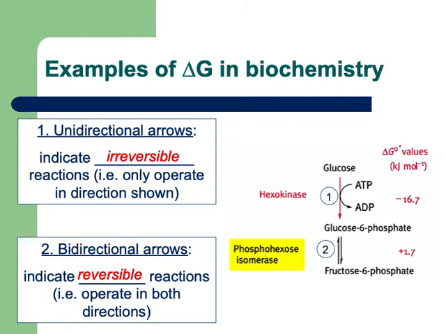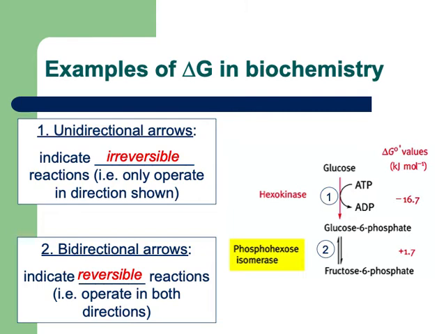And in this case, it's called an irreversible reaction. So it's called a unidirectional arrow that is only going in one direction. Uni meaning one direction arrow. So this indicates that that first reaction is irreversible. It only operates in one direction. And as you can see, the delta G value, minus 16.7, is highly exergonic. Therefore, this reaction happens spontaneously, it's irreversible, and therefore reaction 1 is a spontaneous and irreversible reaction.